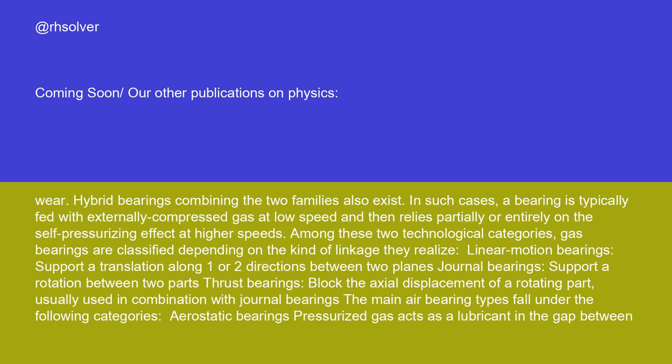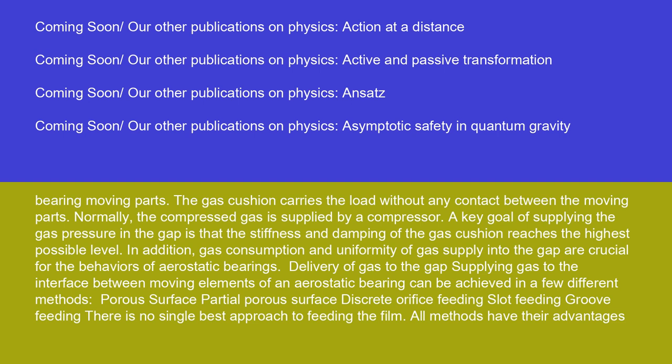Aerostatic bearings: pressurized gas acts as a lubricant in the gap between bearing moving parts. The gas cushion carries the load without any contact between the moving parts. Normally, the compressed gas is supplied by a compressor. A key goal of supplying the gas pressure in the gap is that the stiffness and damping of the gas cushion reaches the highest possible level. In addition, gas consumption and uniformity of gas supply into the gap are crucial for the behavior of aerostatic bearings.